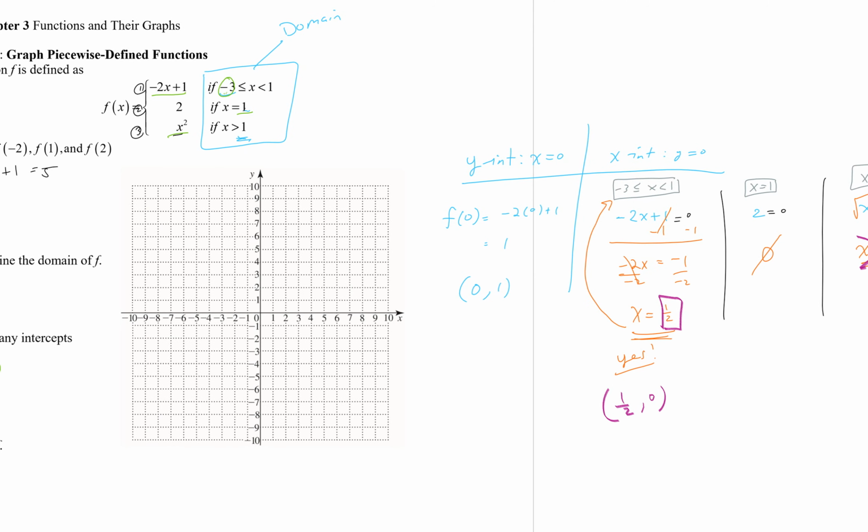So I'm going to plug in -3 in here. -2 times -3 is 6, and 6 plus 1 is 7. So -3 comma 7 is the starting point.